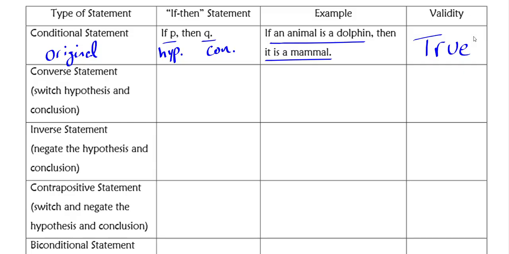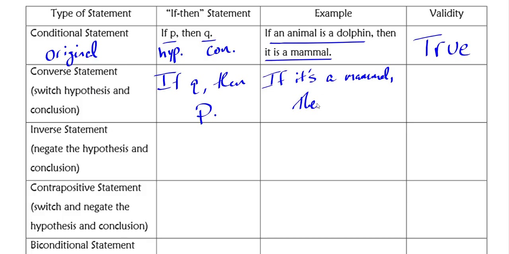The converse of that statement means we switch the hypothesis and the conclusion. We're going to say if Q, then P. We switch the order. The conclusion and the hypothesis switch spots. So we're going to rewrite this example. If it's a mammal, then it's a dolphin. That's not true. Dogs are mammals, they're not dolphins.